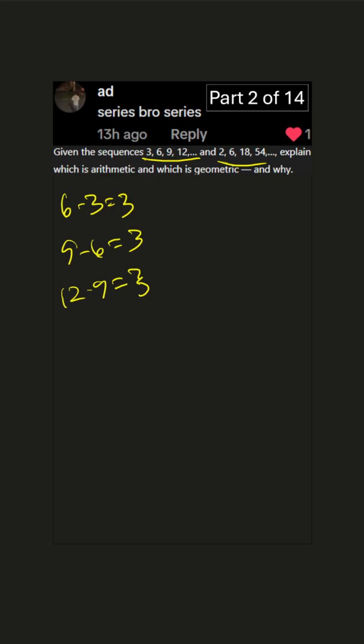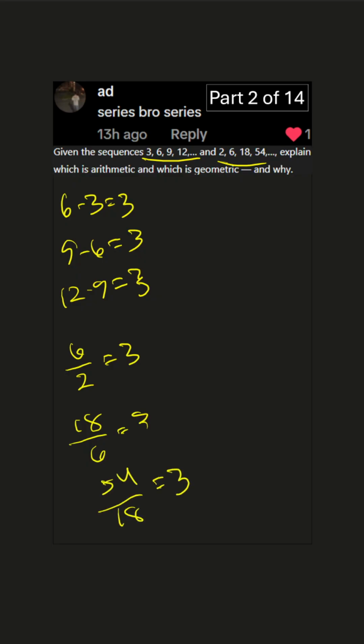And then the second one, 6 divided by 2 equals 3, 18 divided by 6 equals 3, 54 divided by 18 equals 3. Here we're multiplying by the same number each time, so it's geometric. So arithmetic means add by a constant, geometric means multiply by a constant.